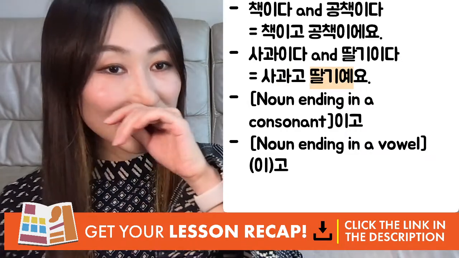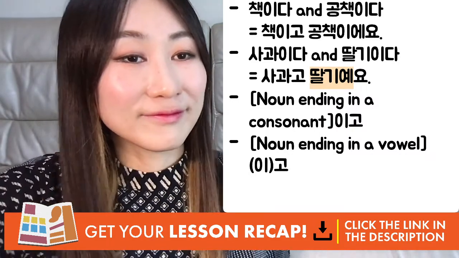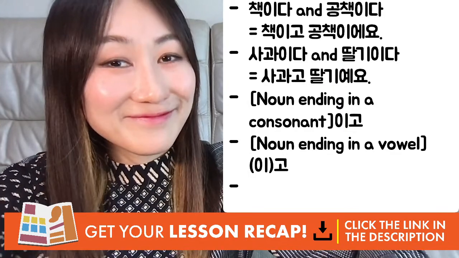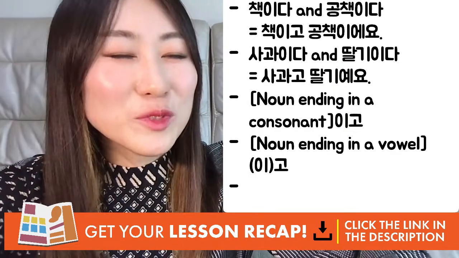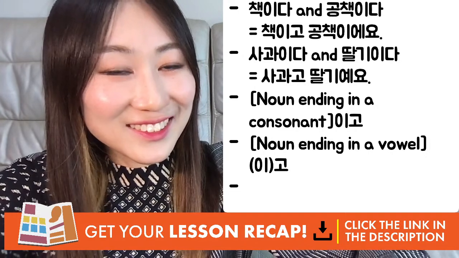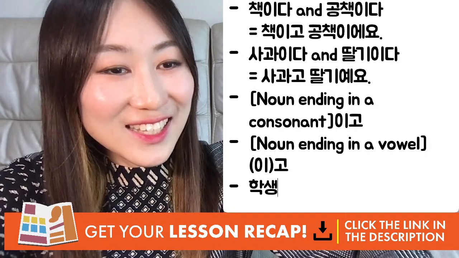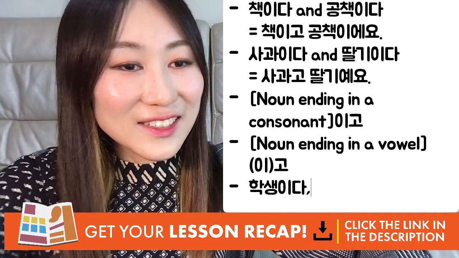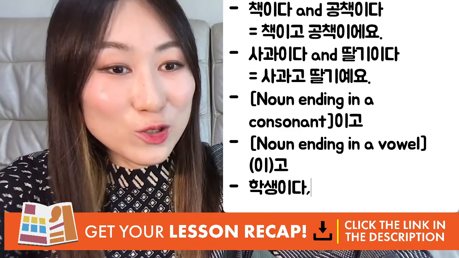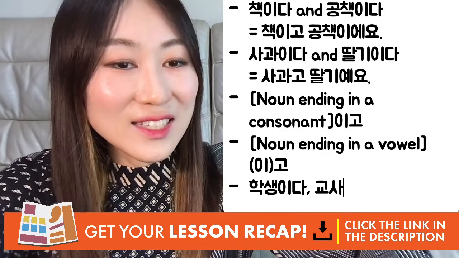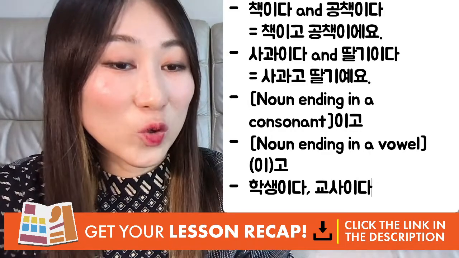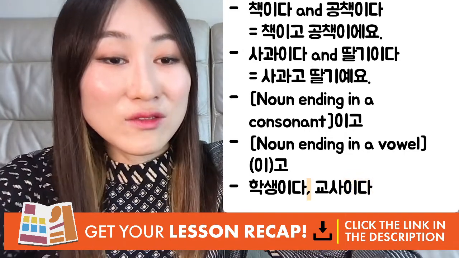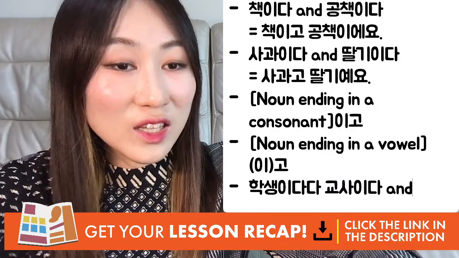Or imagine 침침 is a student. 학생이다. And 침침 is also a teacher. 교사이다 or 교사다 is okay, but 교사이다. So 침침 is a student and also a teacher. Then how can you say that?